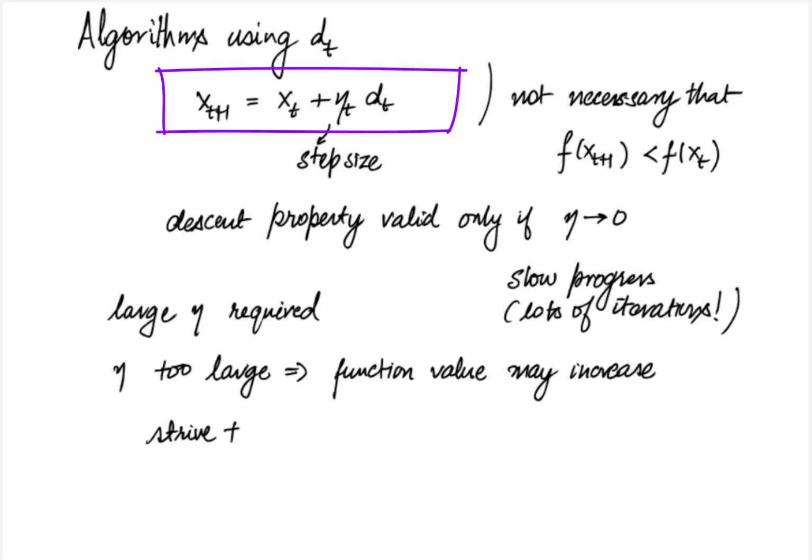In summary, we may strive to go towards the descent direction, but that is not the end of the story, because we still have to decide how much to go in that direction. And if step length is not chosen properly, we might either not make enough progress or end up at a higher function value.